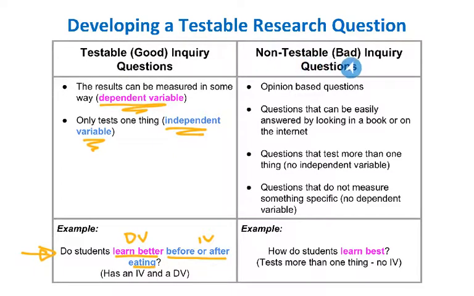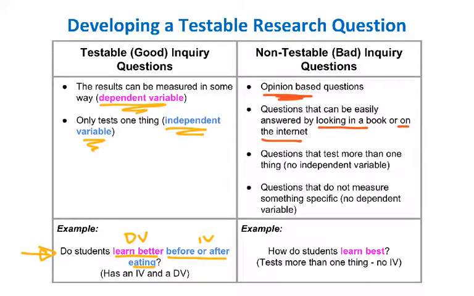Now let's look at non-testable questions, bad inquiry questions. A bad inquiry question, or a not testable one, is opinion-based. If it's opinion-based, nope, we don't want opinion-based questions, okay? If it's a question that can be easily answered by looking in a book or on the internet, then we don't need to do an experiment to test that, right? It's already been researched, it's already there, and easy to look up.